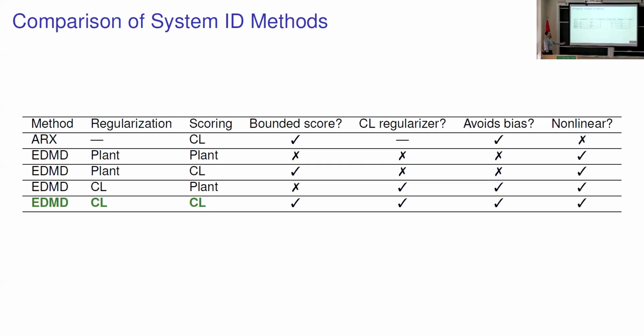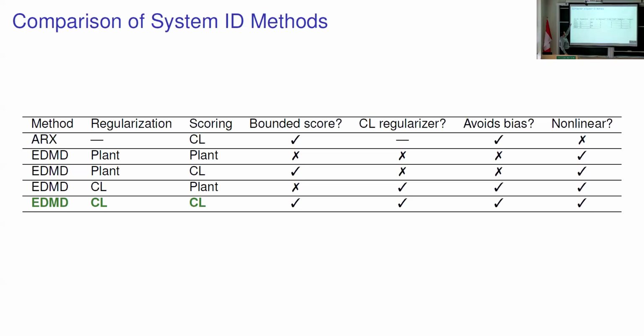So this is a summary here. Okay, so ARX, autoregressive exogenous input modeling, it's a linear method. It's from the 1970s. Honestly, it's not a bad method, but unfortunately, when you use it kind of naively, you might get bias in your estimates. And it also doesn't work for nonlinear systems.